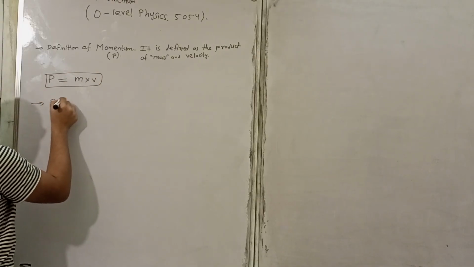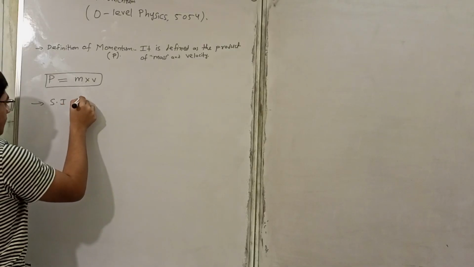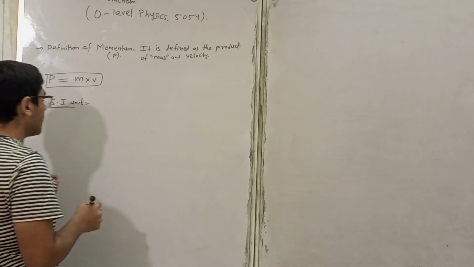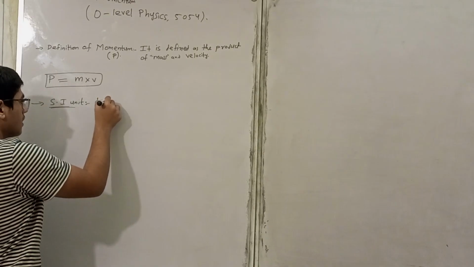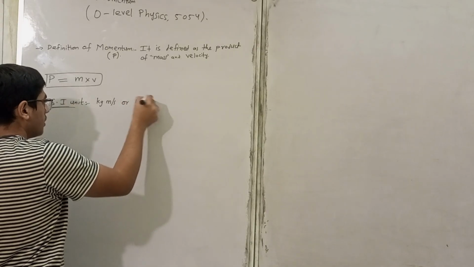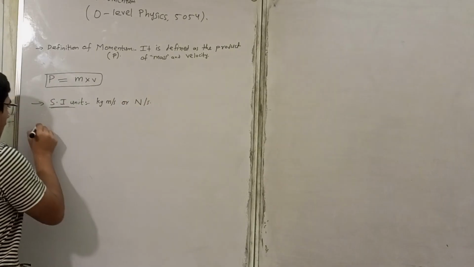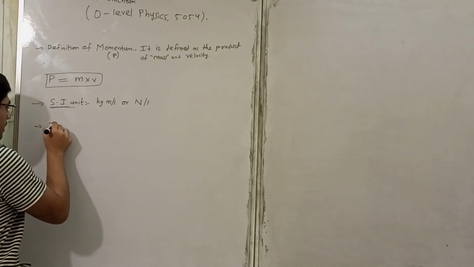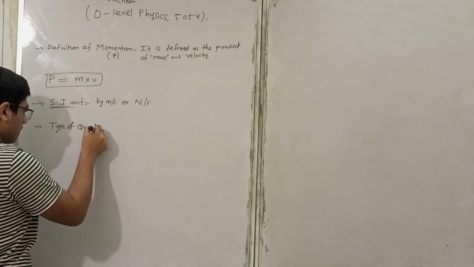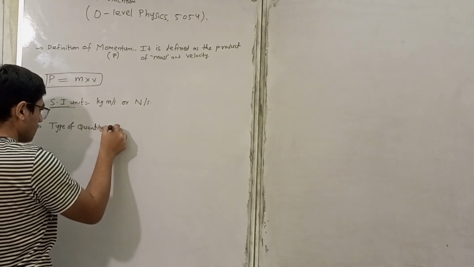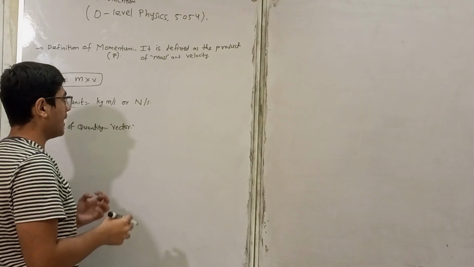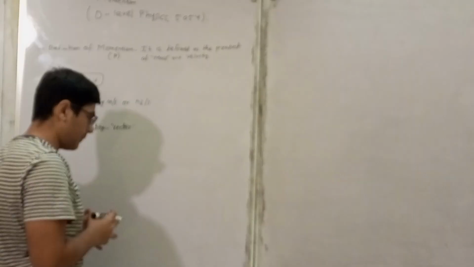Now if we talk about the SI unit of momentum, so SI unit of momentum is kg meter per second, or Newton second, and momentum is a vector quantity. Momentum is a vector quantity because its direction is same as velocity's direction.